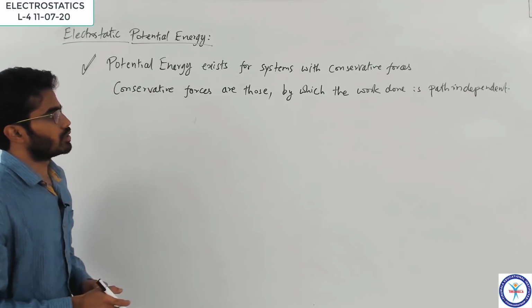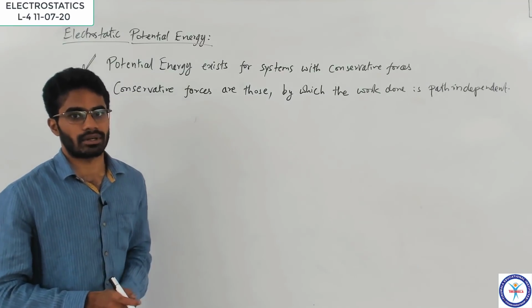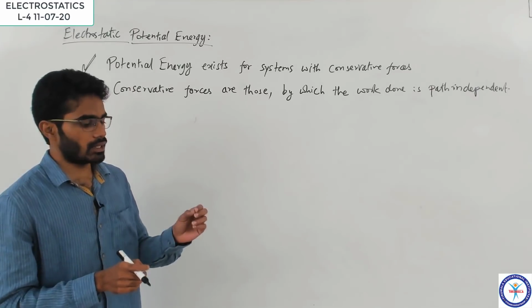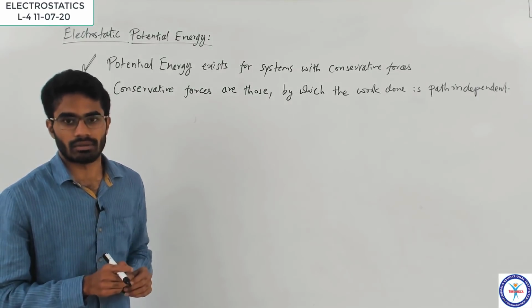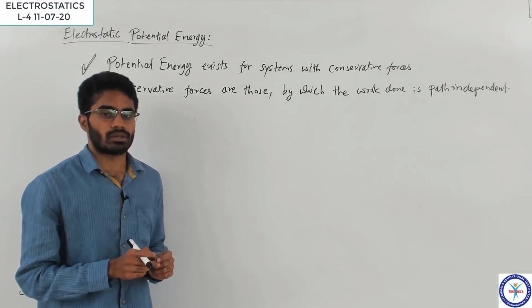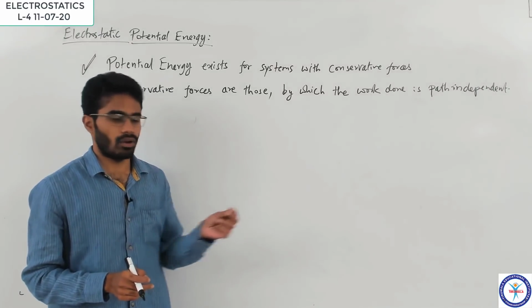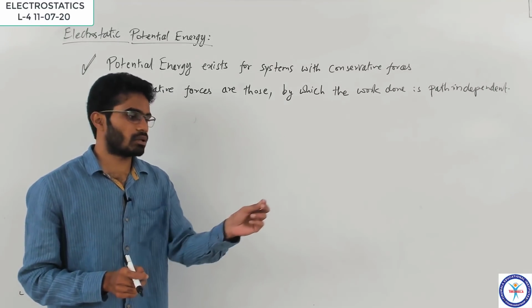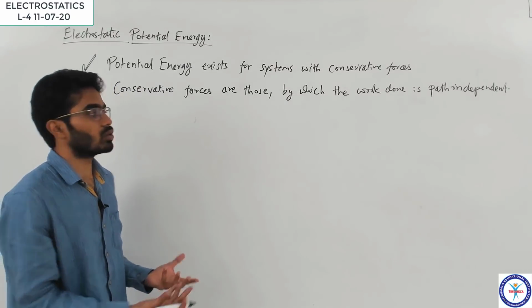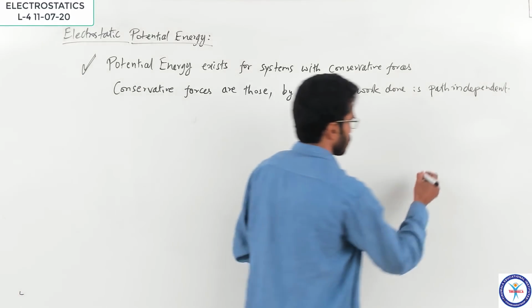If the work done by any force is path independent, that means whatever the path may be, say the particle is taken in a particular way and we are doing some work on it, right? Whether you take it in a curved line or a straight line or in any other path, if the work done comes out to be the same, then you should know that it is a conservative force. Right? Take the example of gravity.